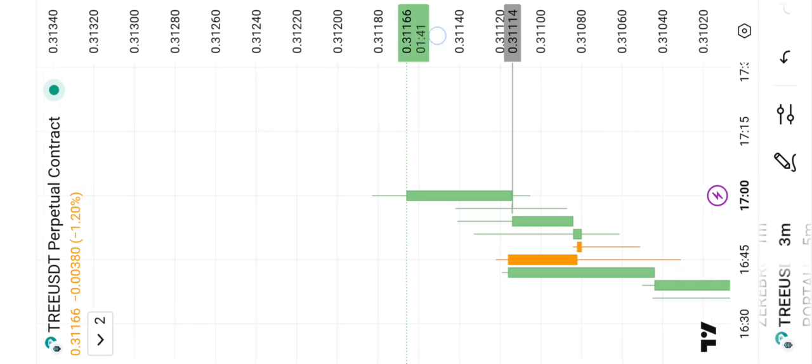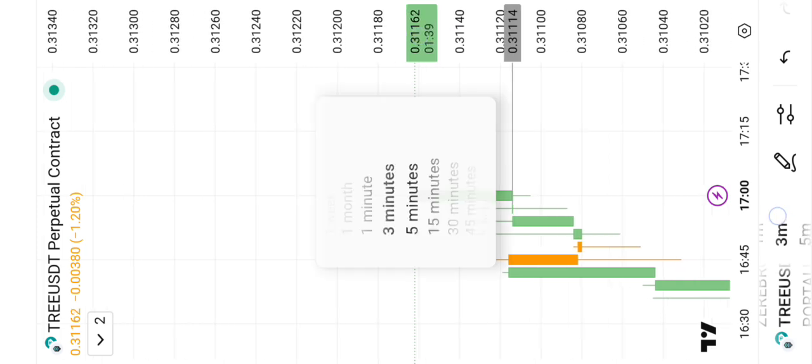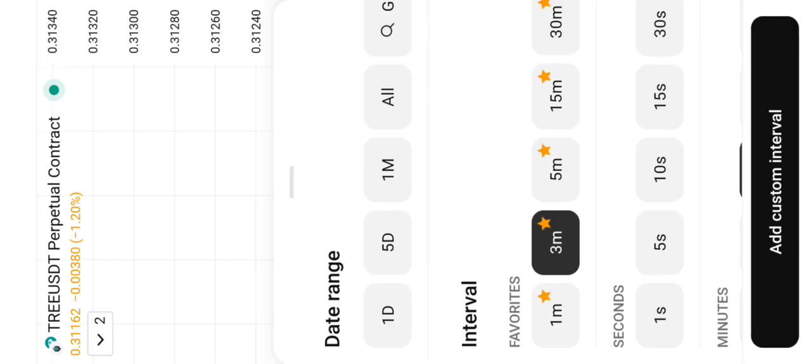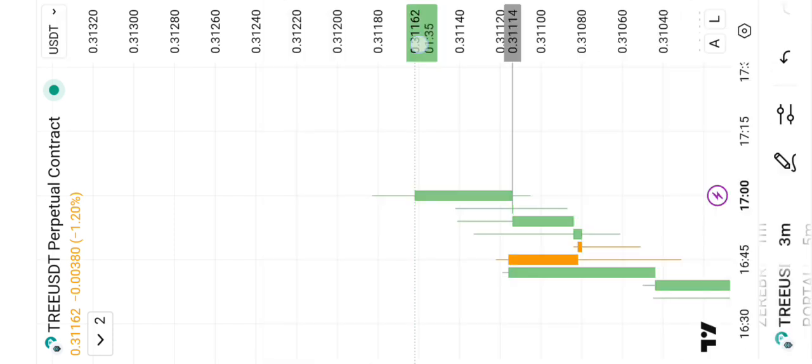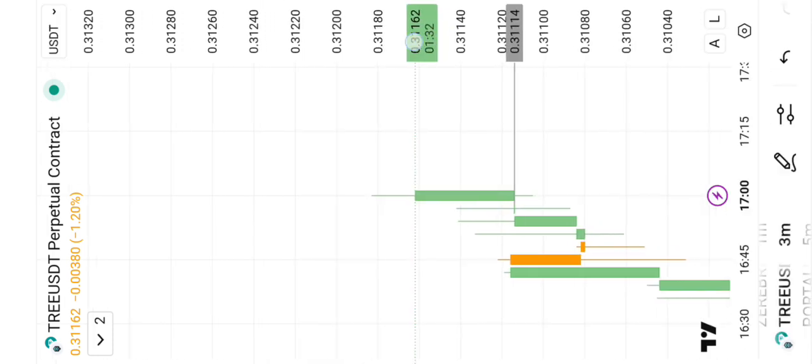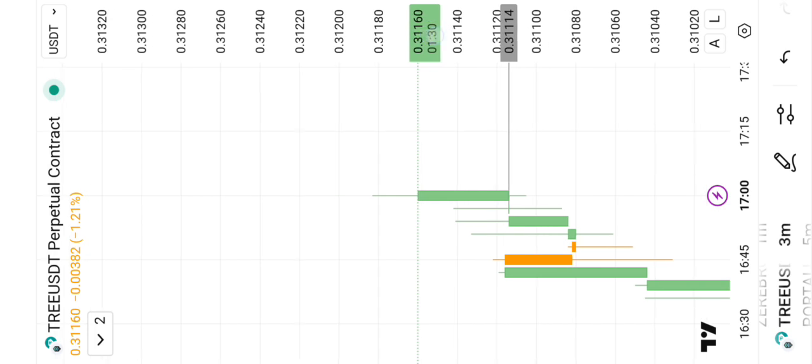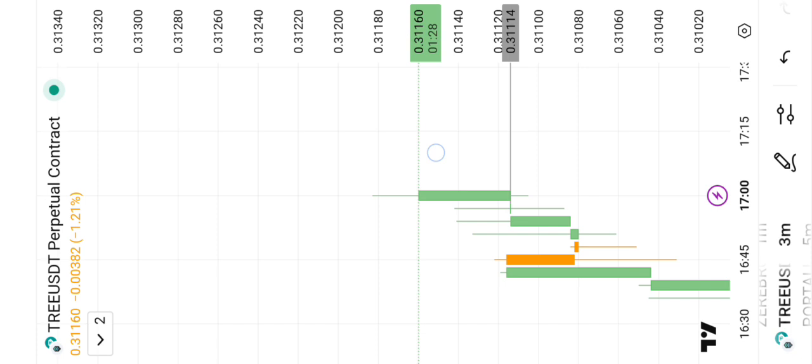You can see the time. The time is because I said the time frame is 3 minutes. That means every 3 minutes, a new candle will be formed. So this is the timing that represents the time to end, and it's remaining 1 minute 30 seconds to end this candle. So let's wait for it.